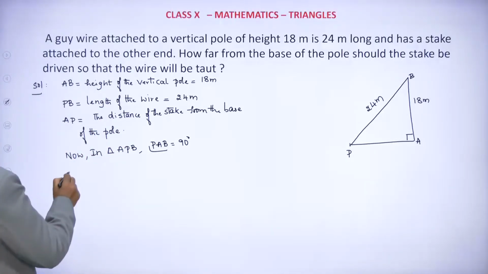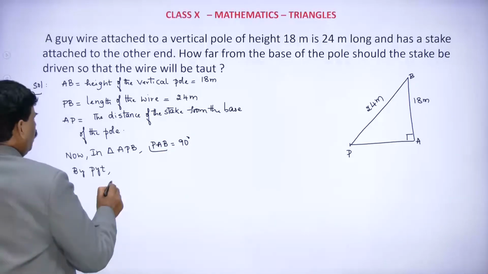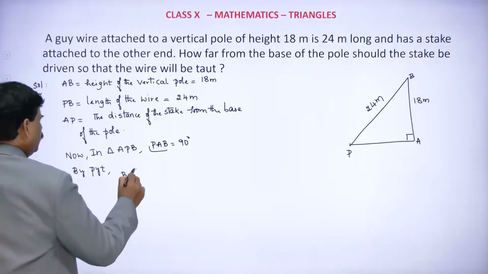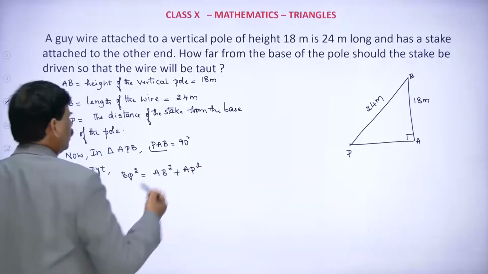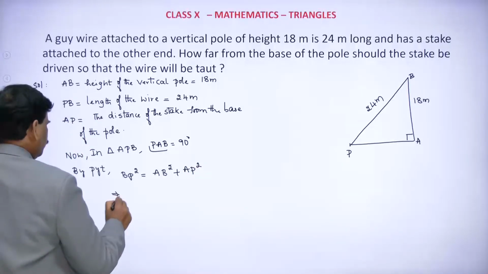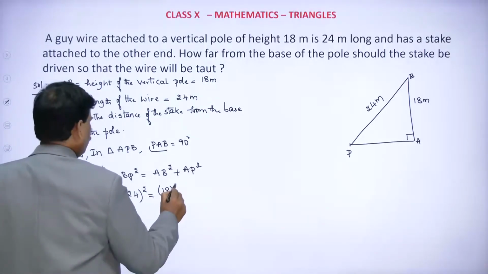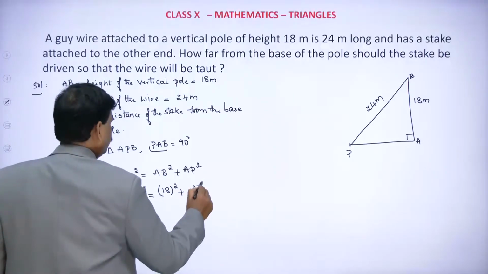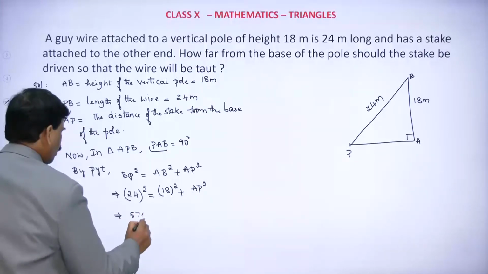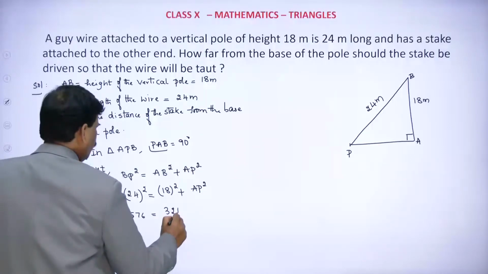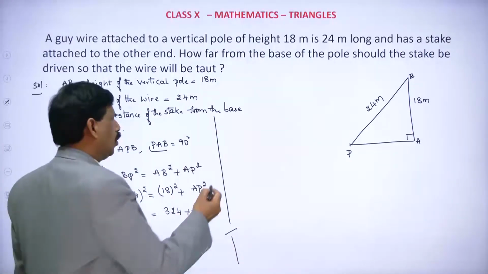Okay, so by Pythagorean, BP square is equal to AB square plus AP square. So BP is 24, AB is 18, square, AP square. You know what is 24 square? 24 into 24, 576. 18 into 18 is 324 plus AP square. Get that 324 this side.